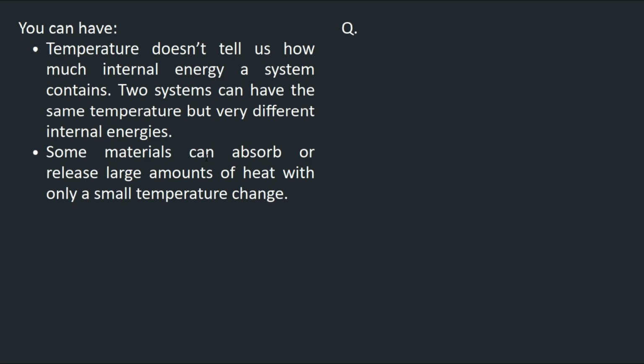So temperature does not tell us how much internal energy a system contains. Two systems can have the same temperature but very different internal energy. So that total is your internal energy. Some material can absorb or release a large amount of heat with only a small temperature change. So again, all this is trying to talk about temperature as an average, and you need to understand temperature as an average, not as a whole. Right? So that's about temperature.